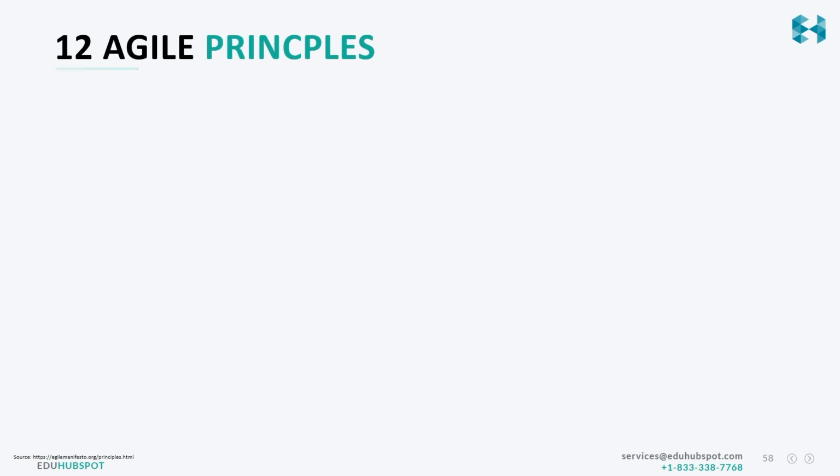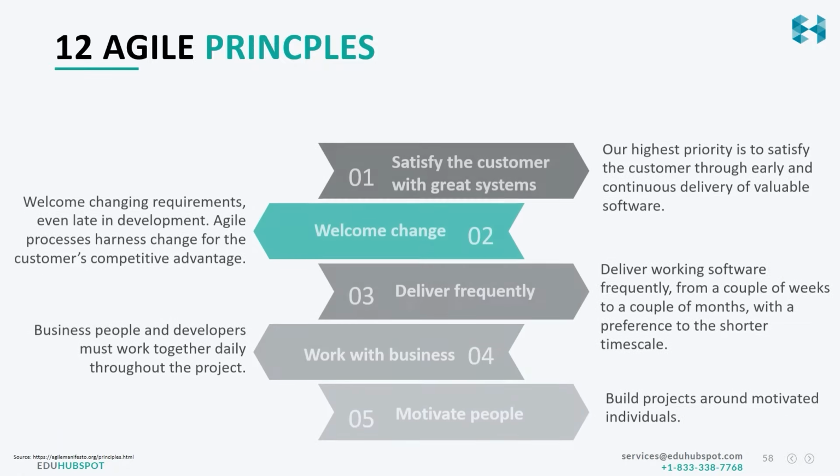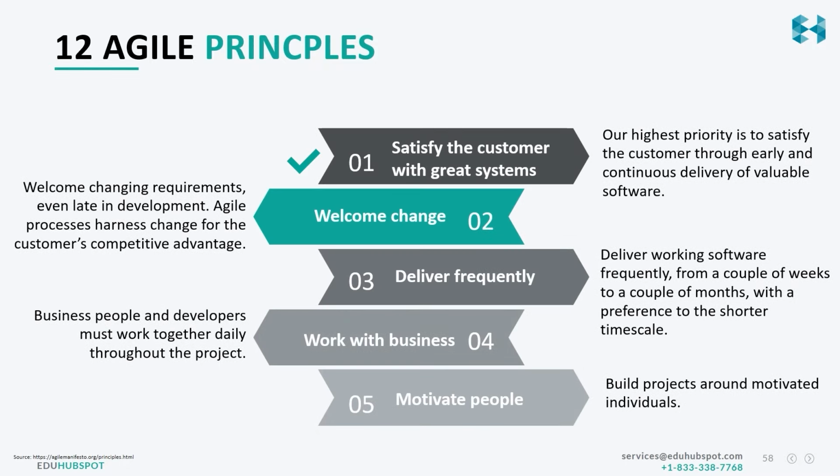Okay. Then, as your Agile Manifesto has 4 core values, Agile gives 12 principles also. Now, what are those 12 principles? First, satisfy the customer with great systems. Now, what do I mean by that?